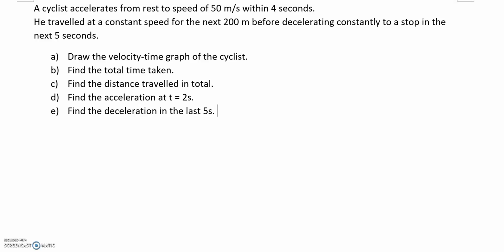Okay, so in this question, in order for you to draw the velocity time graph, you need to understand that there are actually three parts to this. So the first part of this is, of course, the acceleration from rest to 50 meters per second. So when we draw the graph, we understand that this is a velocity time graph. So the y-axis is velocity, the x-axis is time in seconds. Alright, so from rest to 50 meters per second within 4 seconds.